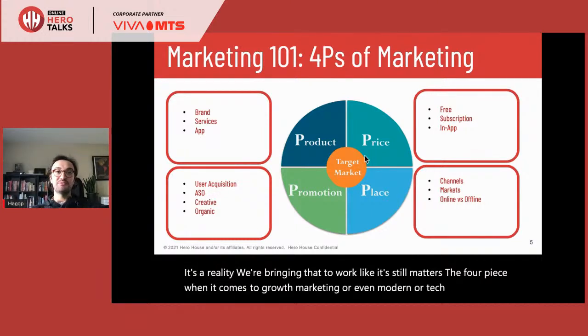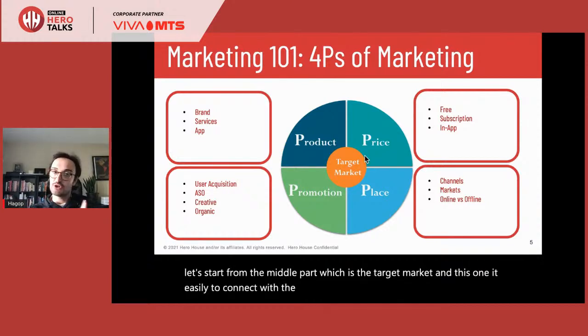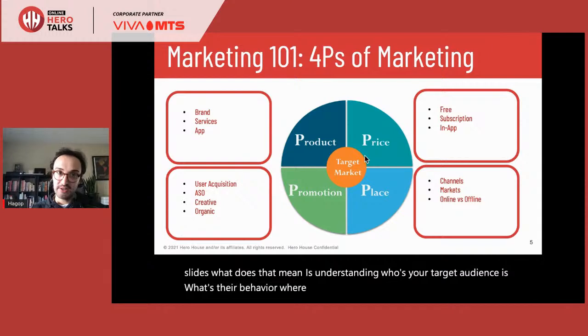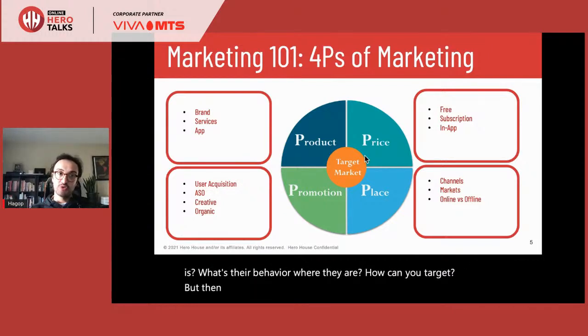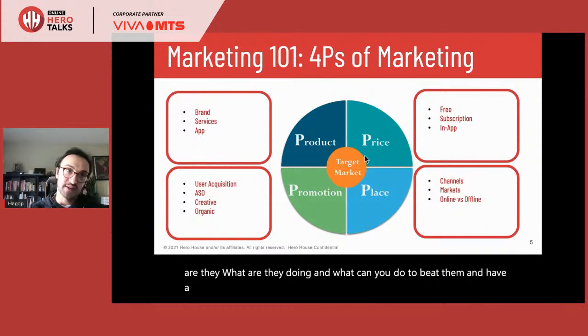So let's start from the middle part, which is the target market. And this one easily connects with the behavioral marketing, as you saw in the previous slides. What that means is understanding who your target audience is, what their behavior is, where they are, how you can target them. But then also target market could be understanding your competitors. Who are they? What are they doing? And what can you do to beat them and have a strong presence in the market?